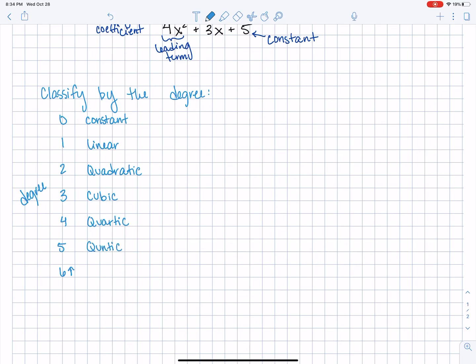And then whenever we have something that's 6 or higher, we simply just say the degree, and then we fill it in. So degree 6, degree 7, etc. So that's the first thing that you're going to call it by. So you're first going to classify it by the degree. I'm going to say first step.